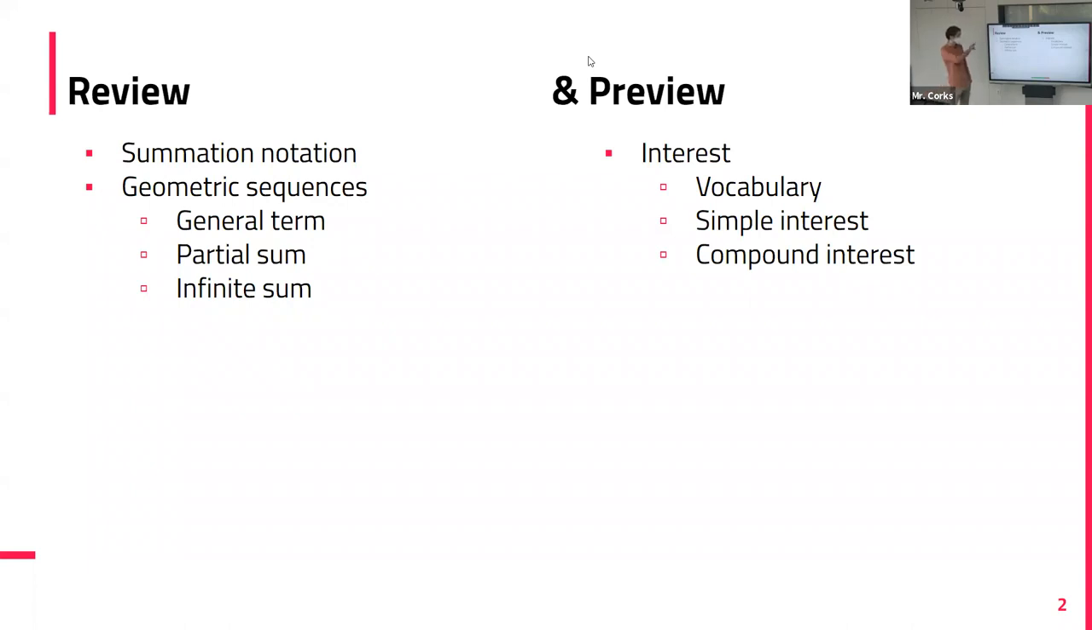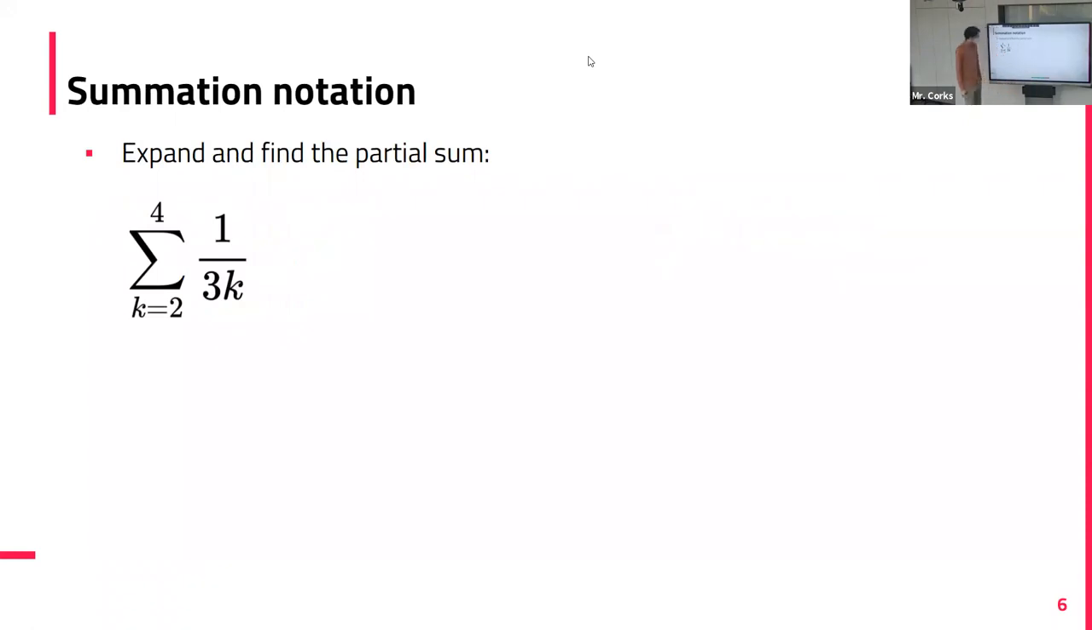Also, geometric sequences. I think we've done enough with the general term and partial sum formula, but we'll do a few examples with that infinite sum formula that we got to in the last class. And then we'll introduce interest. We had some time to talk about interest, but this time we'll actually look at the formulas and how those are connected to these two types of sequences that we have been talking about. And that should be it. So from last time, we'll just jump straight into it.